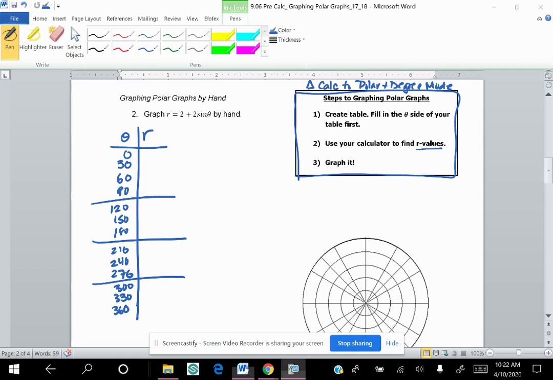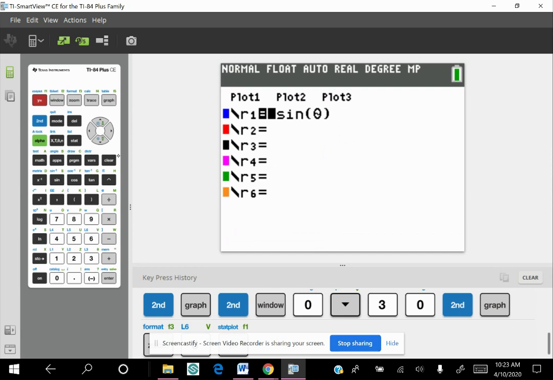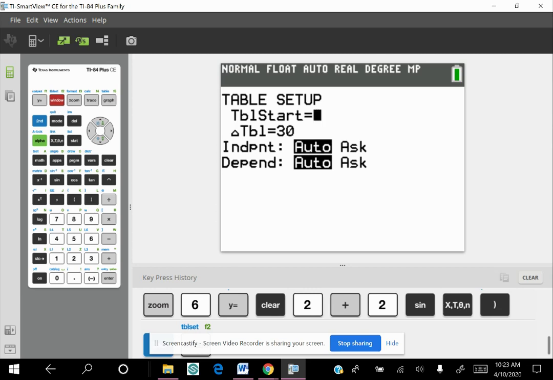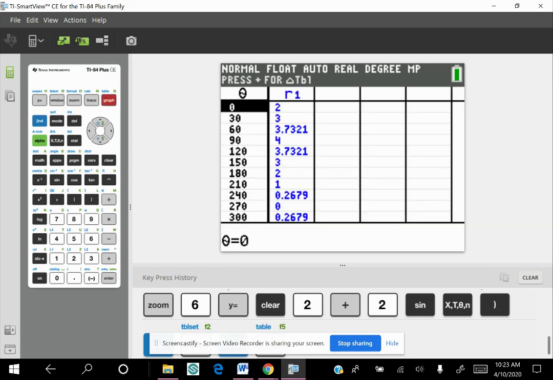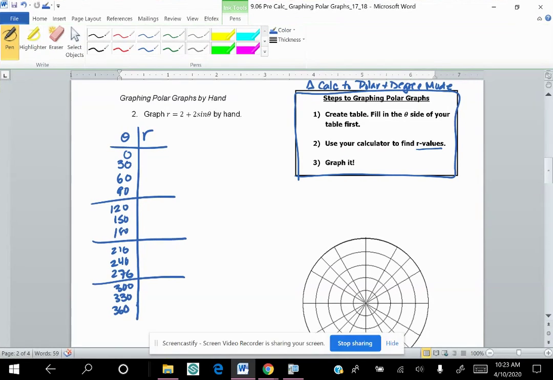So we go back to our calculator, go to our y equals, clear this one out. We're going to do 2 plus 2 sine theta. Go to our table set, make sure it's at 0 and 30. We know we're already in the correct modes. And now we're just going to copy down our R values into our table. So at 0, we're 2.